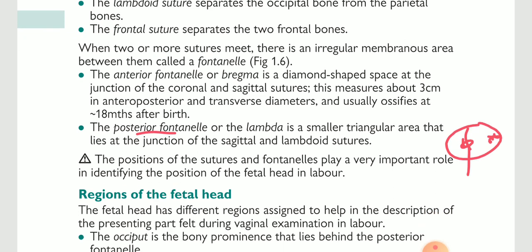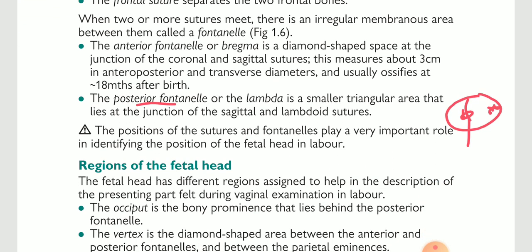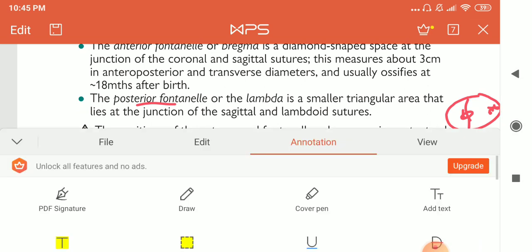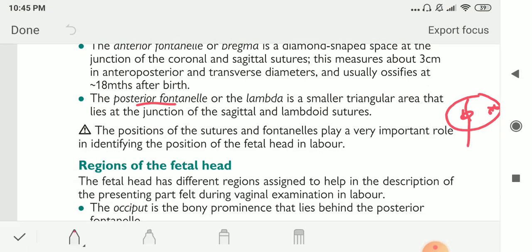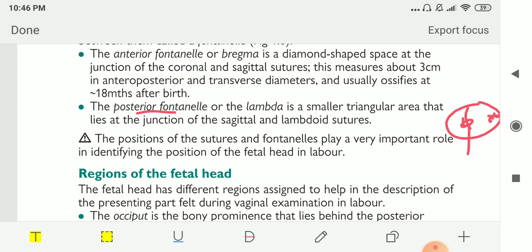When 2 or more sutures meet, there is an irregular membranous area between them that is called a fontanelle. During fetal development these fontanelles play an important role, as I draw here. This is the area where the sutures or the bones are joining. The membranous areas are the anterior and posterior fontanelles, and they are helpful during the delivery.